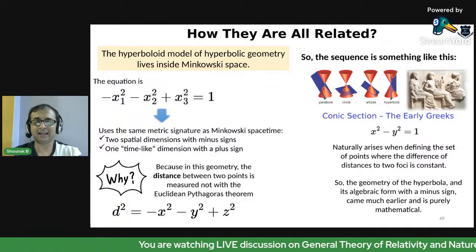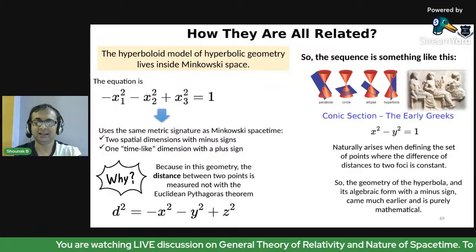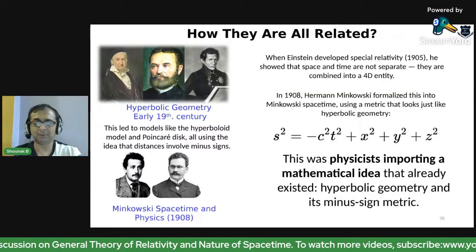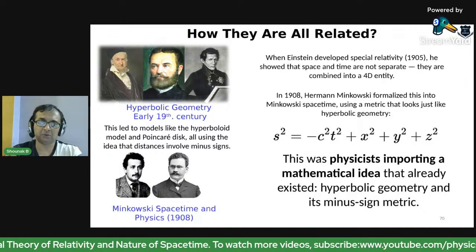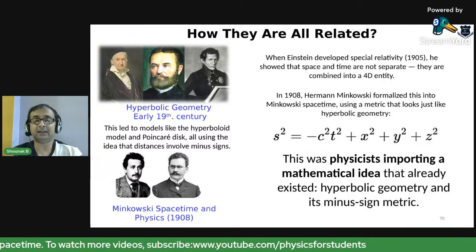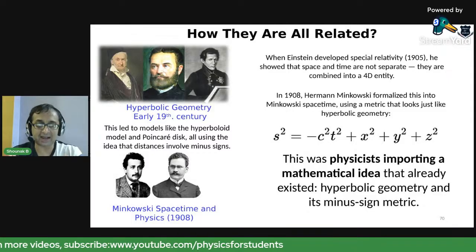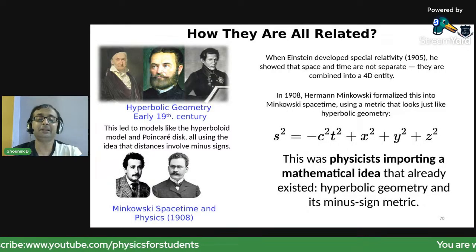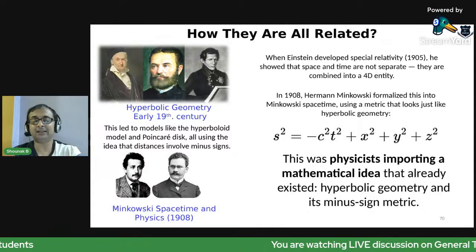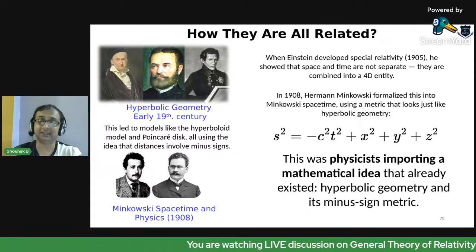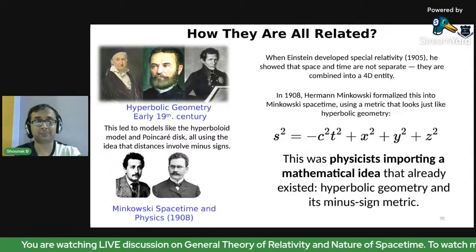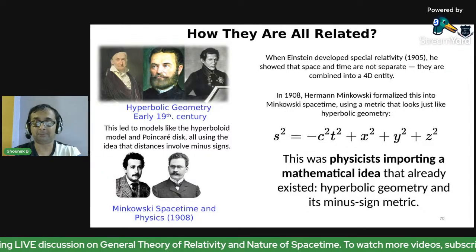And here you can see I have traced the history, though this is not necessary. It started with the early Greeks, then hyperbolic geometry from Lobachevsky, Janos Bolyai and Gauss, and so on. So basically what I am trying to tell you is that this idea of the negative sign was borrowed from mathematics. The physicists imported that idea from mathematics, where it was already there from the concept of the hyperbola.